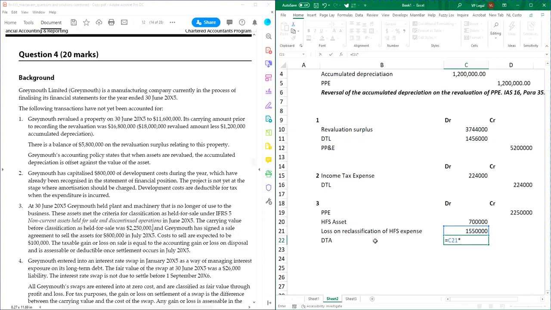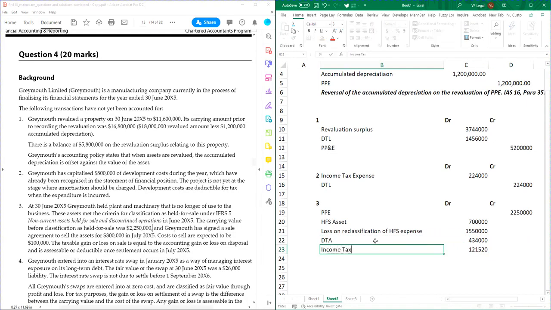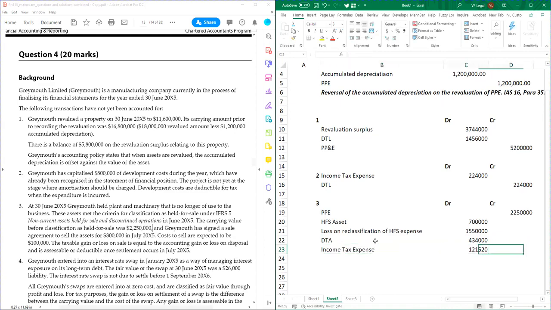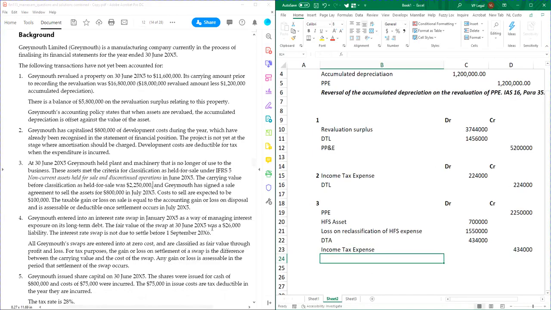And then we're going to times that by the tax rate, which is 0.28. Okay, and then the opposite side of DTA is income tax expense. I know it says expense, but it's a credit. We just have to say that because it's a P&L line item. And yeah, that's pretty much the answer to question 3.